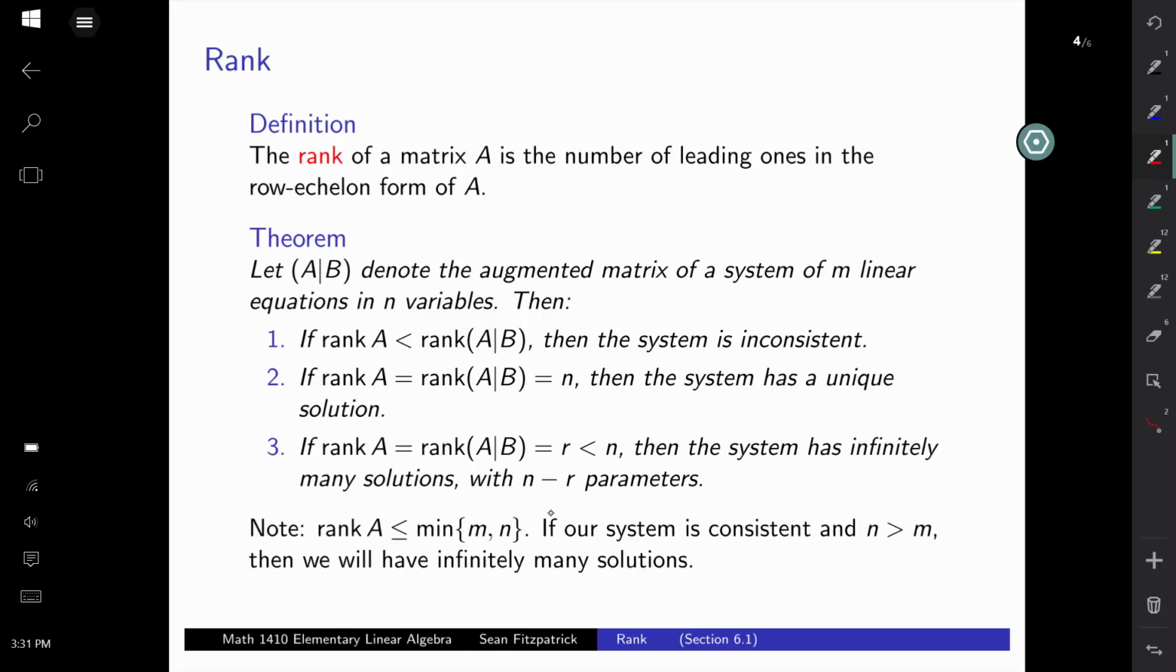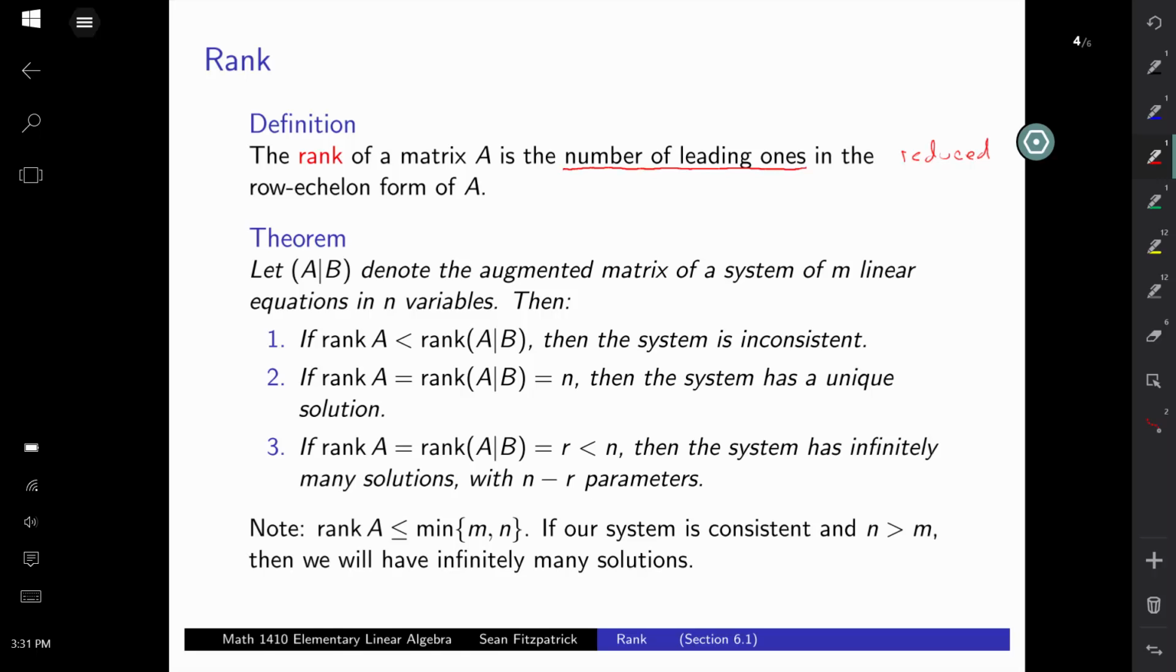The rank is simply the number of leading ones in the row echelon form of A, right? We could say reduced row echelon form, but we know that once we've got down to row echelon form, then we already know how many leading ones we have. I suppose I should not say the row echelon form, because there are many row echelon forms. There's only one reduced row echelon form.